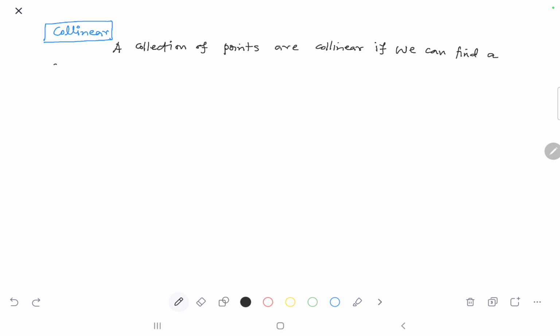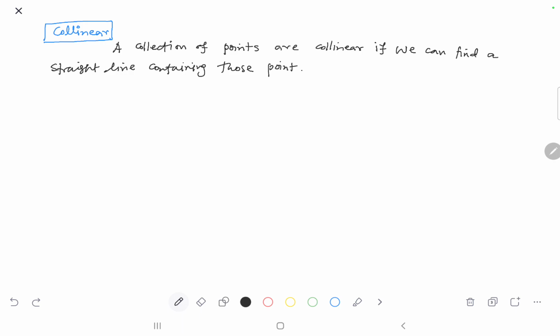One thing I forgot to tell you: points are called collinear if they lie on the same straight line, or you can find a straight line that contains those points. The collinear concept is very important. A collection of points are collinear if we can find a straight line containing those points, or we can draw a straight line. That is the idea. So they will provide you some points and ask whether they are collinear or not.